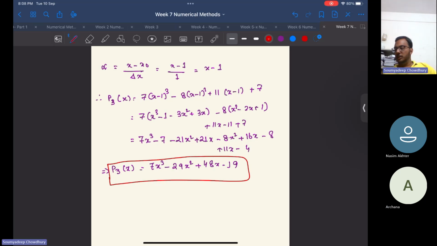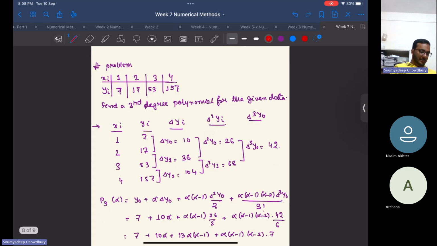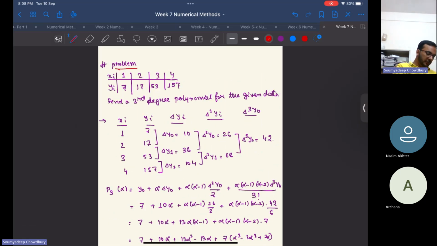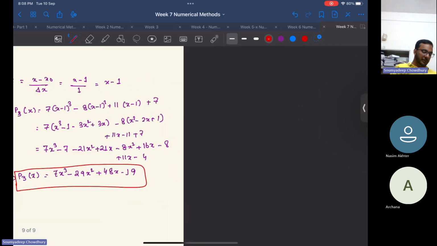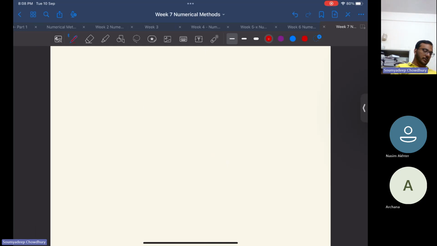Okay. So now we'll see another approach of finding this polynomial. That is a bit complicated approach, but we'll look into it once. This approach is not used generally. That is known as the matrix approach.